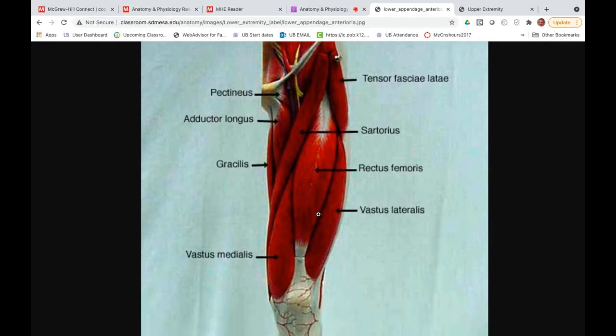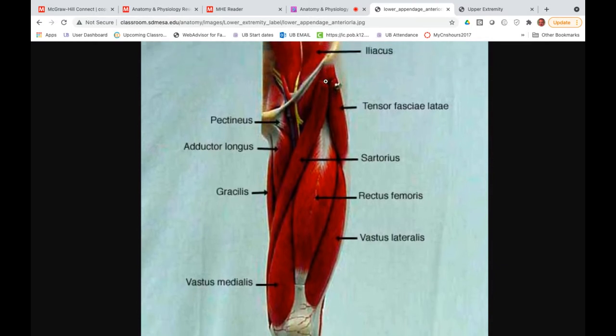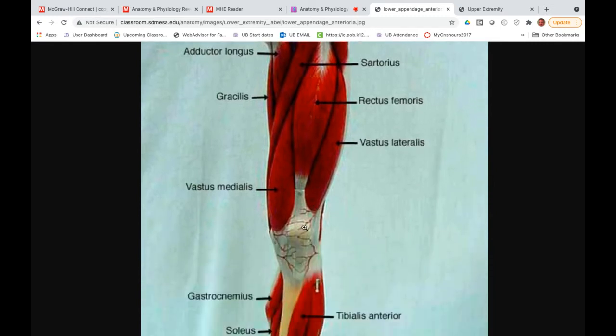So the rectus femoris can flex the hip because it originates on the anterior inferior iliac spine, right? This landmark here is the anterior superior iliac spine. If we were to dissect and rip away the Sartorius and TFL, we'd be able to see the origin of the rectus femoris on the AIIS. Since it crosses the hip, it can flex the hip, and it crosses the knee, it extends the knee.